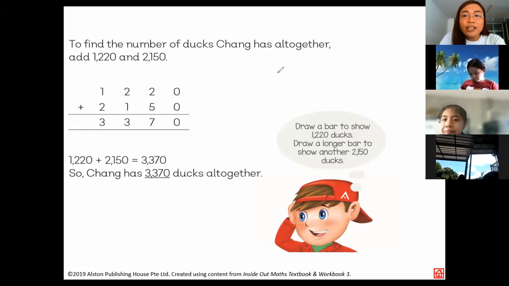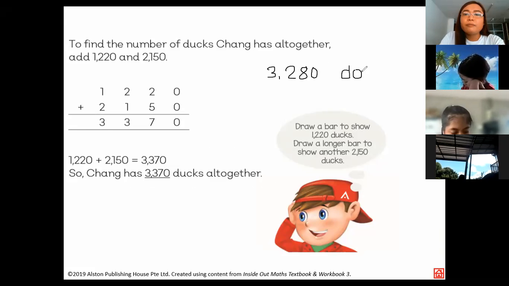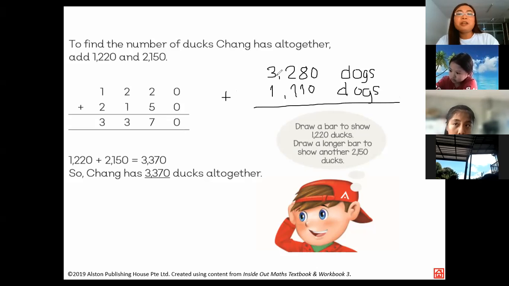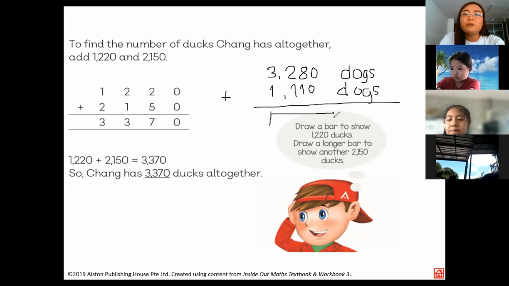Let's say Hushi has 3,280 dogs, and Kaimu has 1,110 dogs. So how many dogs altogether? Again, Hushi has 3,280 dogs and Kaimu has 1,110 dogs. How many dogs altogether? What's the answer?